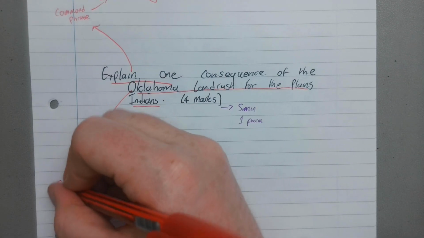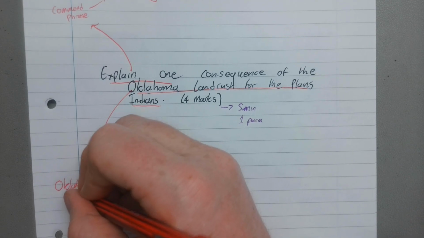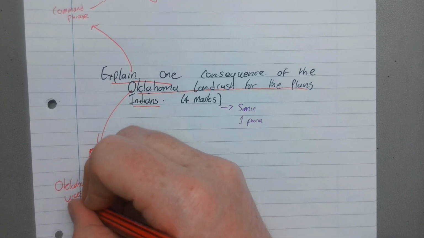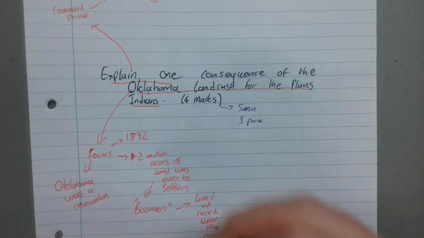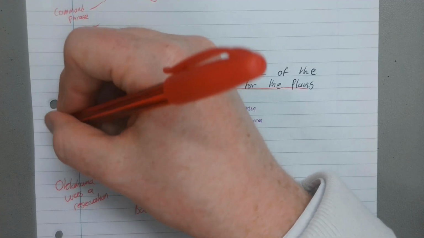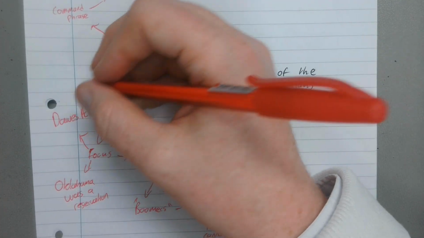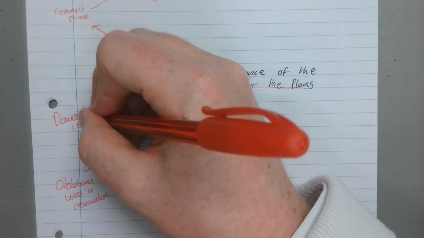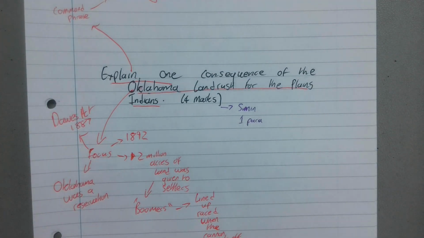Important note is that Oklahoma was a reservation. And again, probably a really important note is that this comes after the Dawes Act, which forces natives, indigenous peoples, or Plains Indians to assimilate or die.